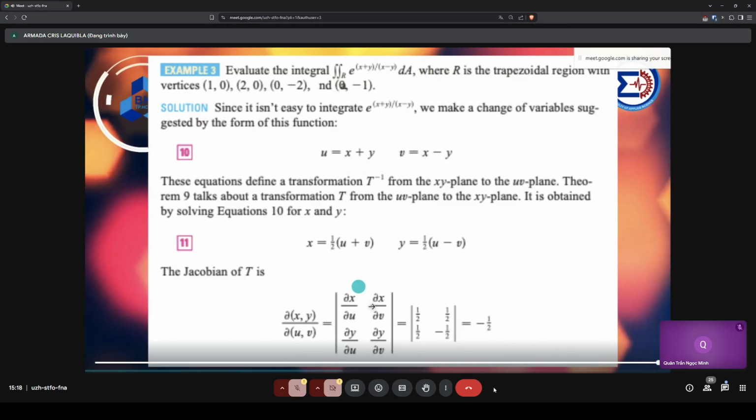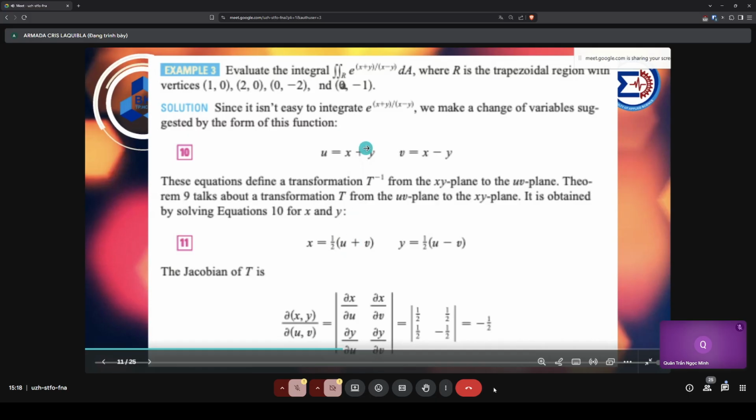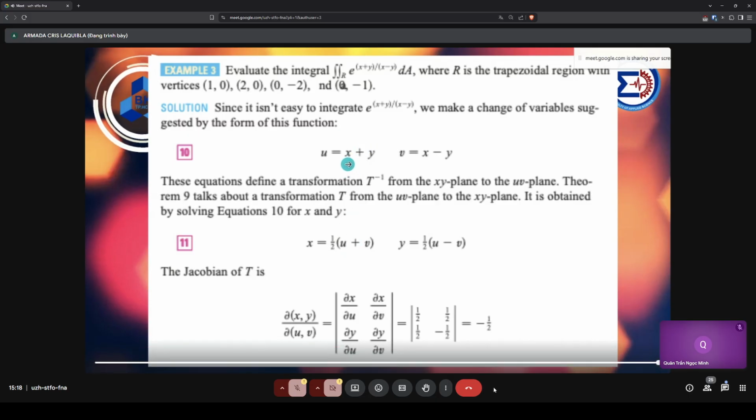Do you have an idea, class? Why is it equal to this? If you solve this one for the x here, u minus y, correct? Your u minus y is equal to x. How about this? If you solve the x here, it's v plus y, correct? It's v plus y is equal to x. Now, why is x 1/2 of the u plus v?